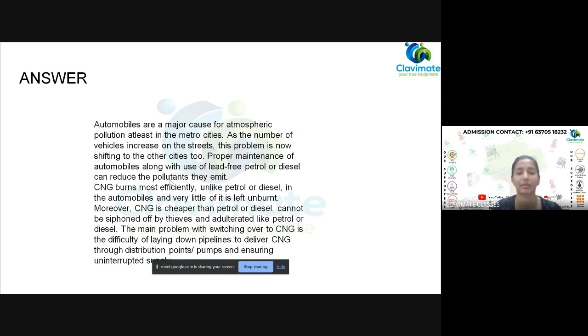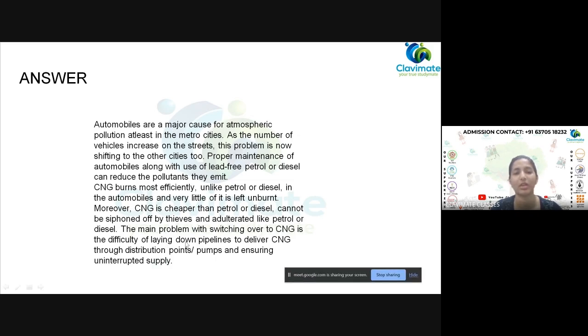So when we talk about air pollution, we are talking about automobiles. Factories play a major role too, but mainly automobiles are much more responsible because the population of India is increasing. We are now the most populated country in the world, and every family nowadays is earning and buying a new car, which can cause a problem.